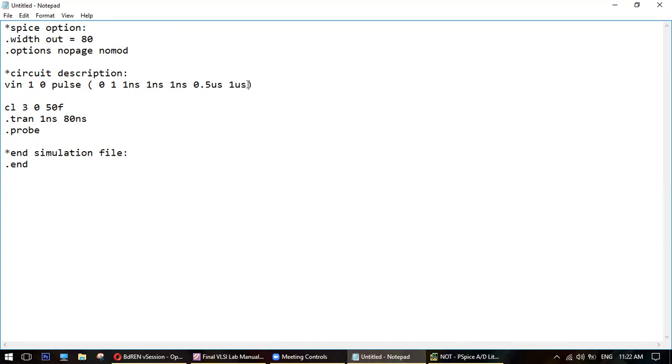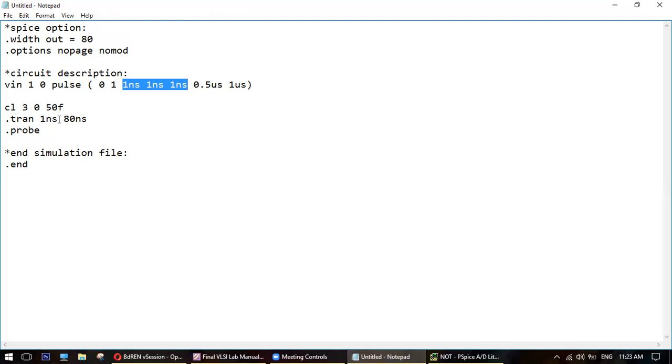We can do that, right? Because this is the delay time, this is the rise time, this is the fall time. Previously it was 20 nanoseconds, and compared to 20 nanoseconds, 0.3 nanosecond was small, but compared to 0.5 microsecond, 1 nanosecond is even smaller. So we can give it. Or if you want to keep it as 0.3, you can keep it, no problem.